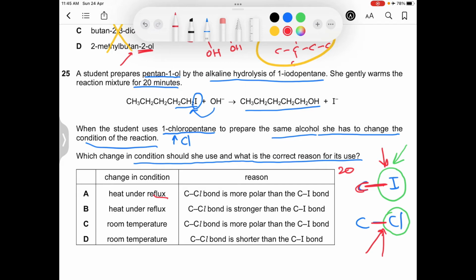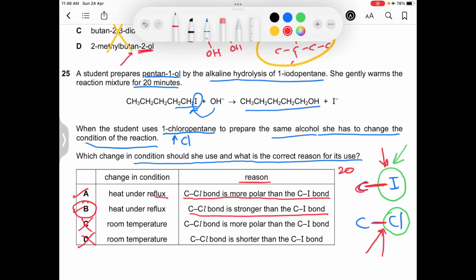Okay, we can cancel C and D because we don't do that at room temperature. We have stronger bonds than before. So we could have possible answers which are A and B. So let's go to the reason behind. It says that you have chlorine, C-Cl bond is more polar. No, it doesn't have anything to do with polarity. Both are polar, by the way. The most important thing in here, C-Cl bond is stronger than C-I. So the answer is B in here.